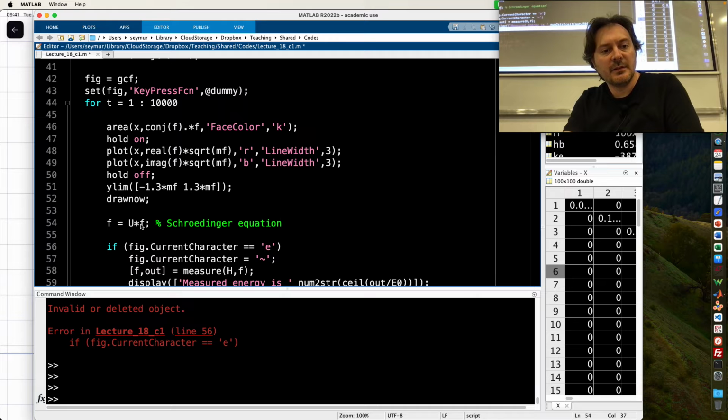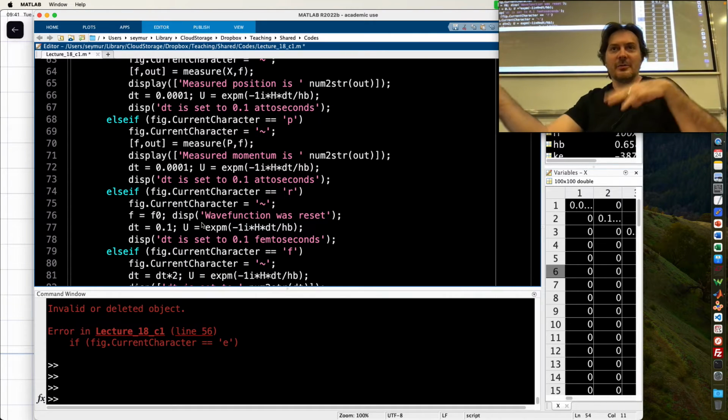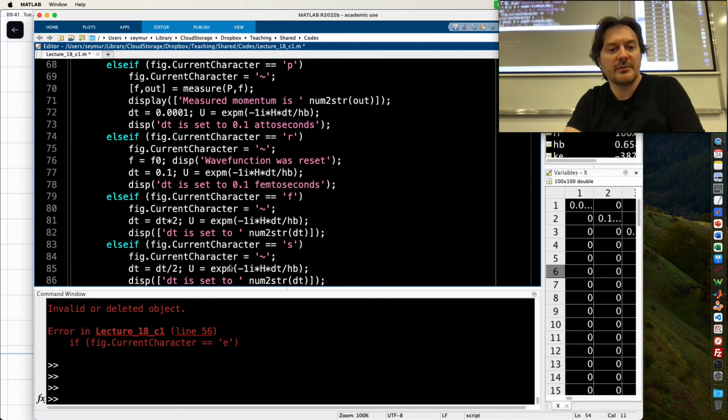Because it takes current F and operates on it by U, which takes it to the next time step. Okay, that's pretty much it. That's how you get this shaking wave function. That's how you get this moving wave function.